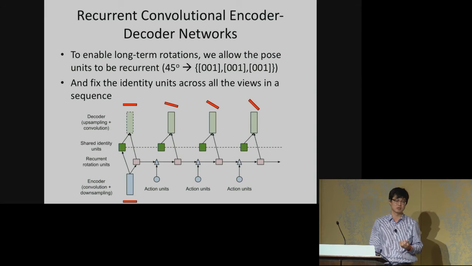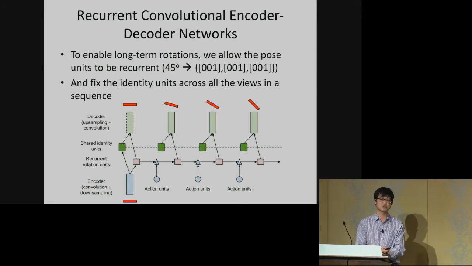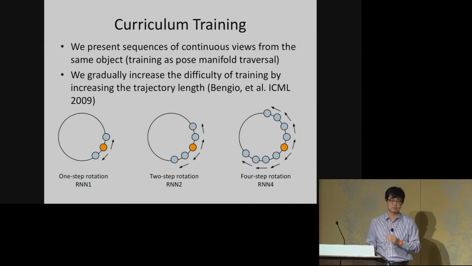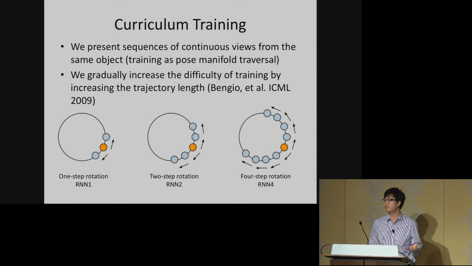At the same time, because there are still some units that don't change with the viewpoint, which we call identity units, we share them across all the different views in the same sequence. So we have this recurrent convolutional encoder-decoder network. Note that the reason we call it encoder-decoder is that it's not necessary for the encoder and decoder to be symmetric. Our training is more like pose-manifold traversal. We found it's really difficult and challenging to train this recurrent neural network from scratch.